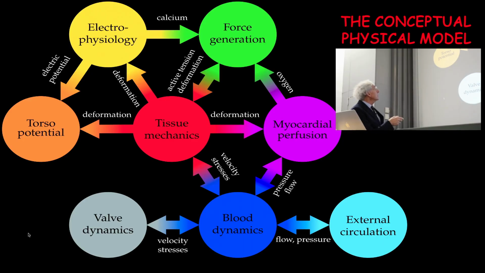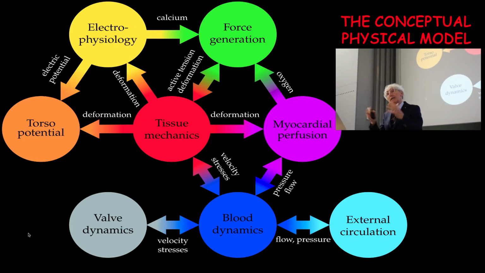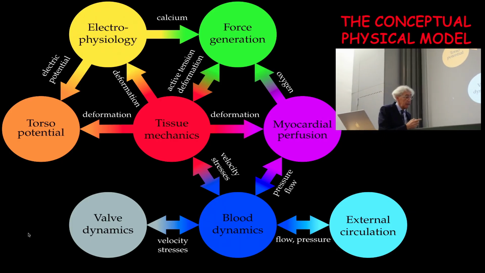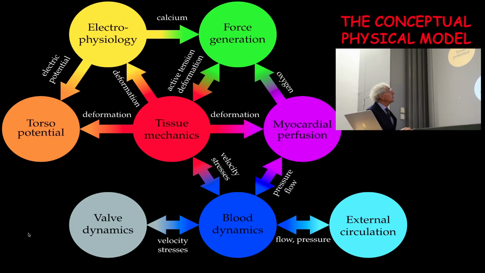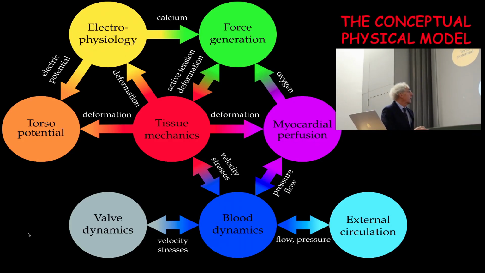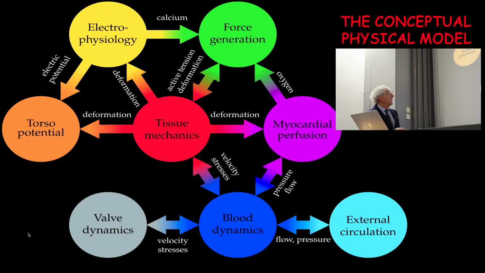But then, within the atria and the ventricles, you have the blood. And therefore, you have the blood dynamics. You have the dynamics or the hemodynamics of blood due to the fact that the heart is pumping, right, and relaxing. Then you have the perfusion of the myocardium, which is due to the presence of the coronaries. Then you have the dynamics of the valves. We have 4 valves in our heart. And we have the connection with the external circulation. So all this is the conceptual physical model of the heart.